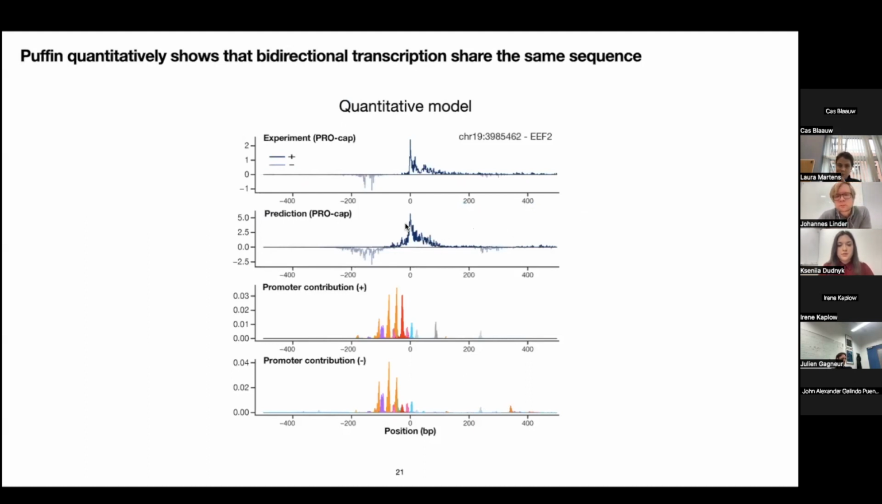We can predict the strand-specific signal, and now we can plot the contribution of every base pair to the signal on the forward strand and the contribution to the signal on the reverse strand. And then we also color the signal by the motifs that matched at this position. And here we can quantitatively see that the same position contributes to transcription initiation activation on the forward strand and on the reverse strand, and those are also the same motifs.